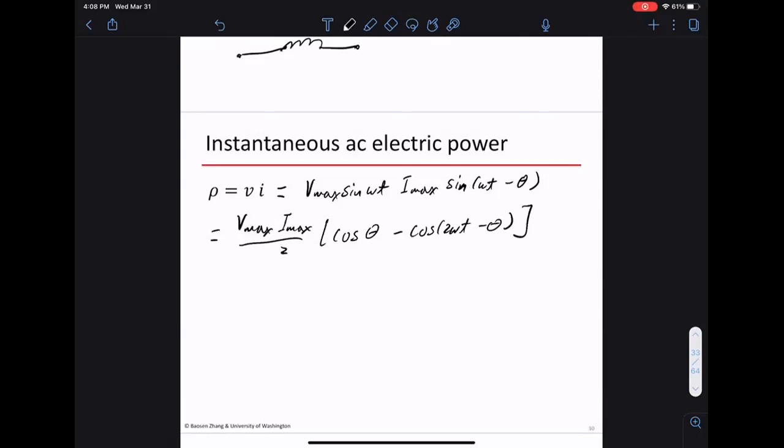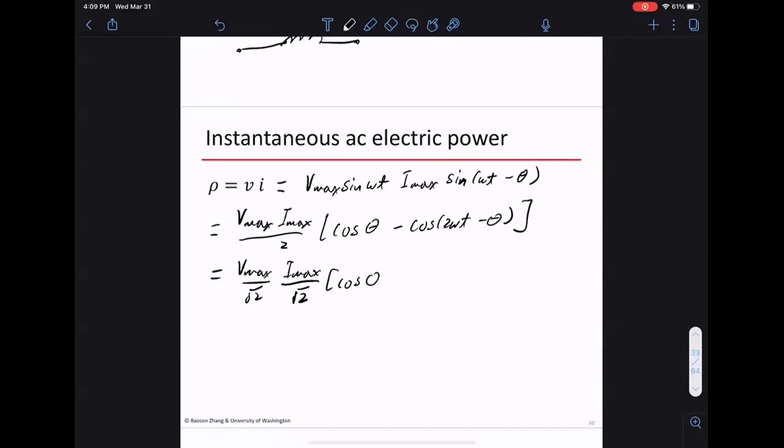And then the nice thing is, I can now talk about the RMS quantities for voltage and current. It's just V max times I max divided by 2, so we put √2 with each of them, separating √2 to each. So we get cosine theta minus cosine of 2 omega t minus theta. So this is VI, where these are the RMS values.